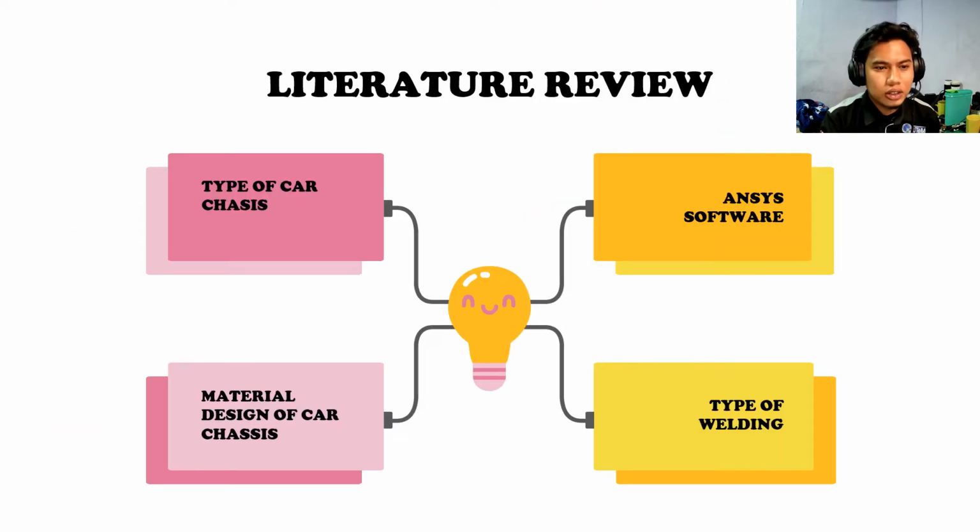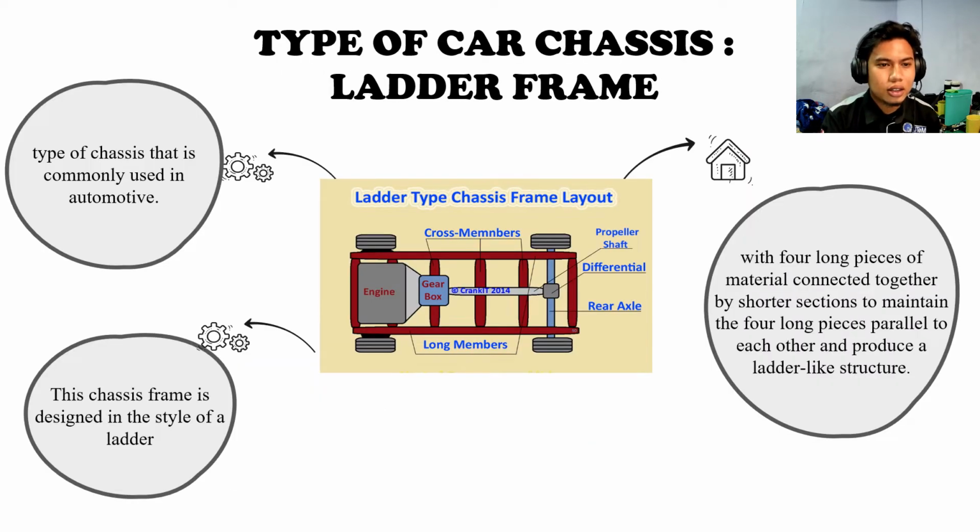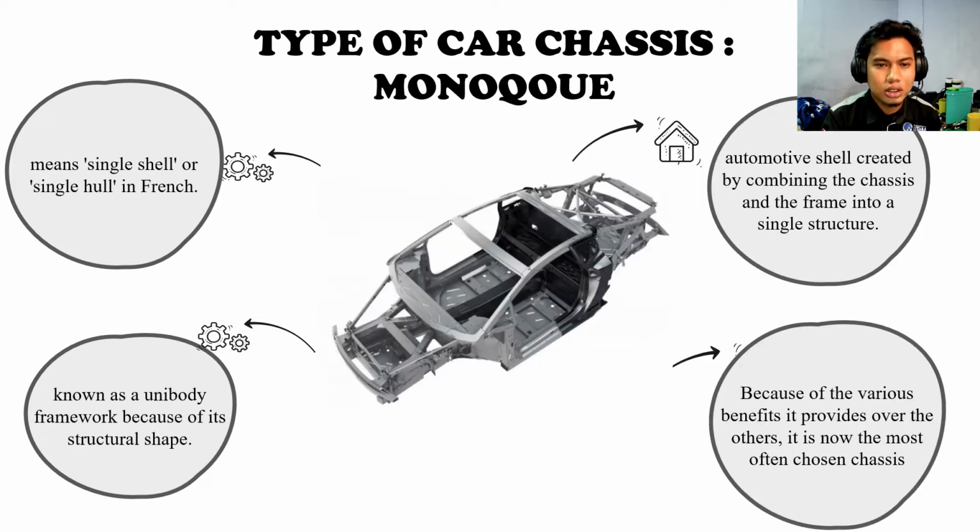For the literature review, there are 4 parts. First, type of car chassis, ANSYS software, material design for car chassis, and type of welding. Type of car chassis. Ladder frame. This is commonly used in the automotive industry. This chassis frame is designed in the style of a ladder, with 4 long pieces of material connected together by shorter sections to keep the 4 long pieces parallel to each other and produce a ladder-like structure.